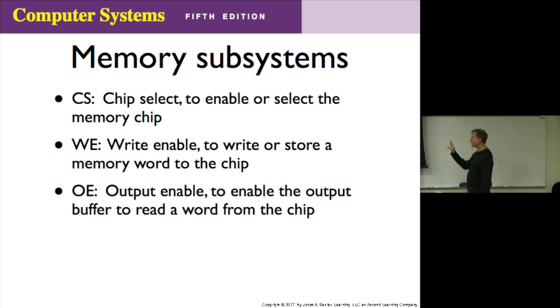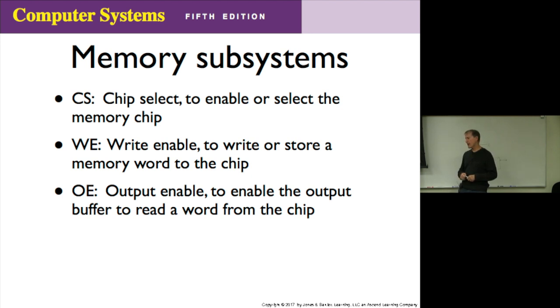Okay, so let's take a look at how these memory subsystems are built. First of all, there are three control lines that go into each typical memory chip. They are chip select, write enable, and output enable.